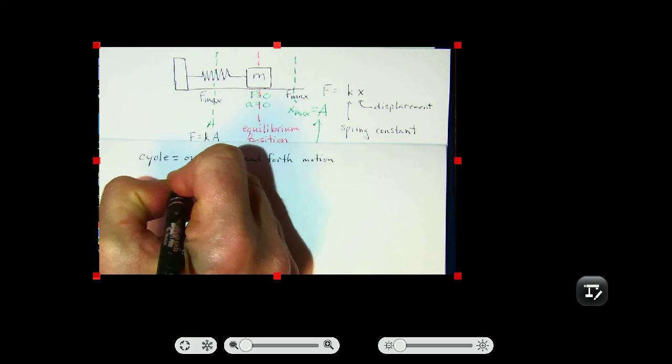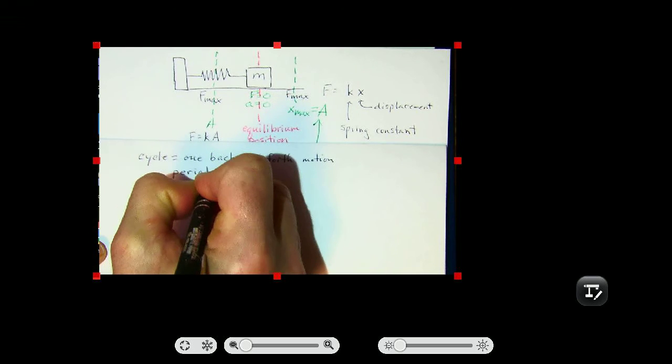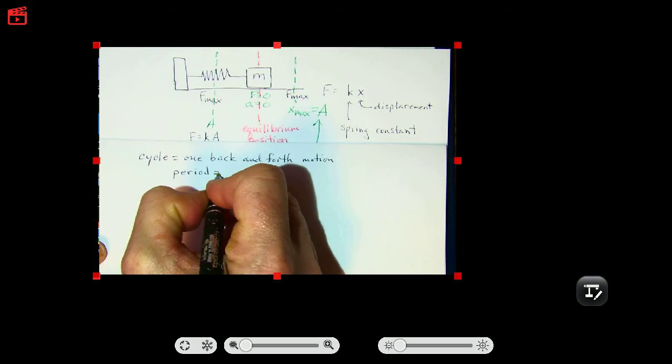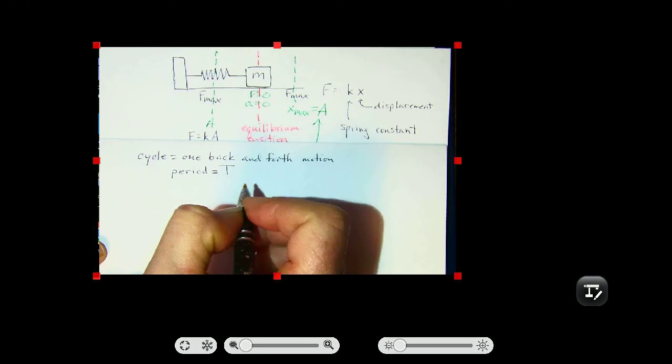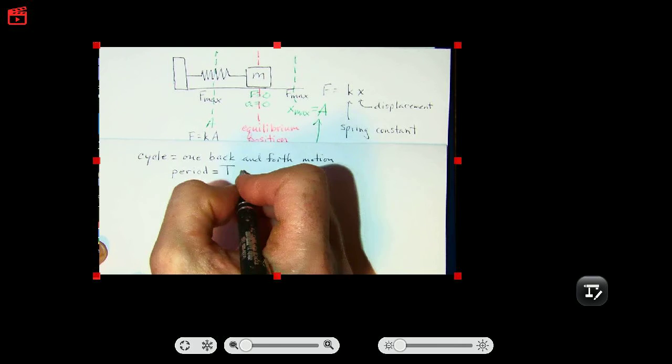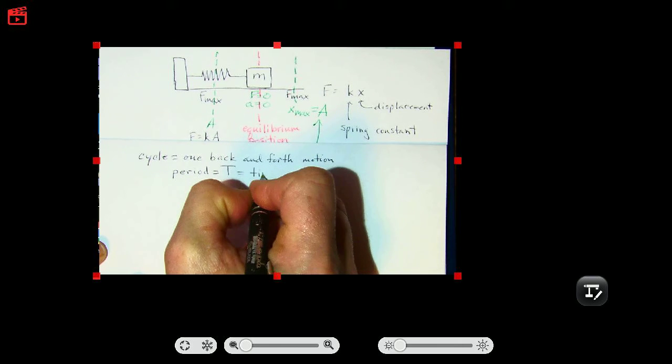Then we have something that we call a period. It's a time period, so it's a very specific time. We use capital T to indicate that, and that is the time for one cycle.